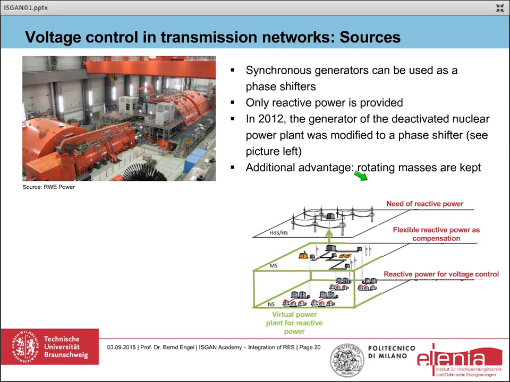But this can also be done by the renewable energy sources in the distribution grid, so that they operate in a flexible manner as a flexible reactive power compensation system. Only in the low voltage system we need the reactive power for voltage control, as I have described before. The additional advantage of this generator is that it provides rotating masses.